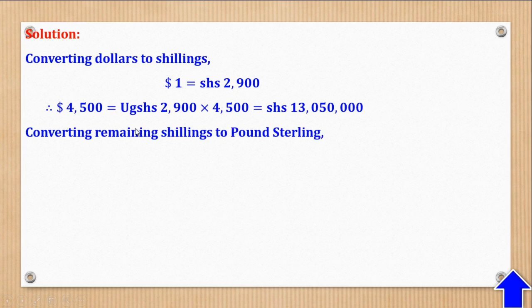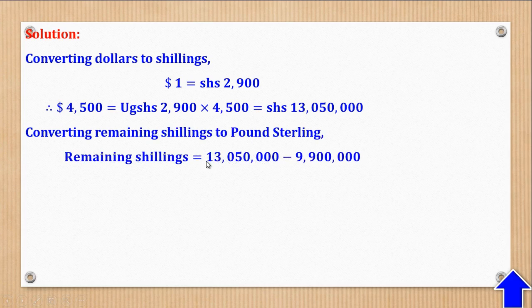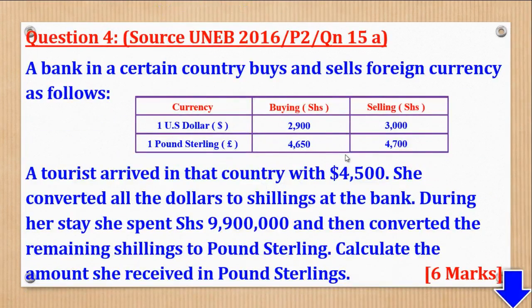Next, we are going to convert the remaining shillings to pounds. So remaining shillings is equal to the balance, which is 13.05 million minus 9.9 million to come up with 3.15 million shillings. But remember that 1 pound is equal to shillings 4,700. So as it is here, 1 pound is equal to shillings of 4,700.